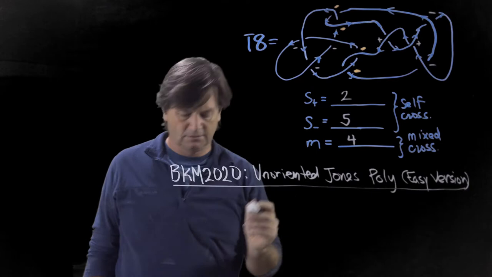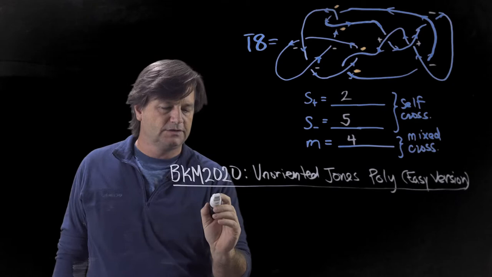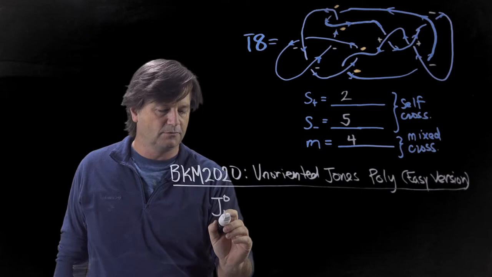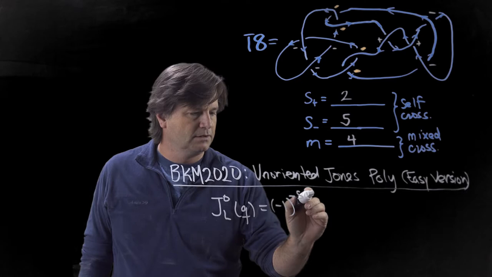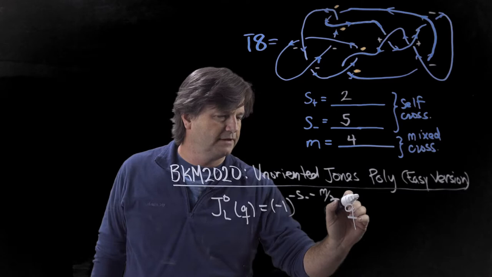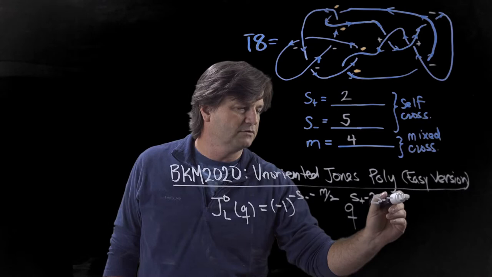Now, the easy version of an unoriented Jones polynomial, and it's one of the polynomials we describe in our paper, is to just say that J naught, we'll use J zero to be the basic one, of Q, is going to be (-1) to the minus s minus m over 2, and then a normalization factor that should look familiar, Q to the s plus minus 2 s minus. That's like the n plus minus 2 n minus. But then we're going to subtract half of the mixed crossings again. And then we'll just use the Kauffman bracket.